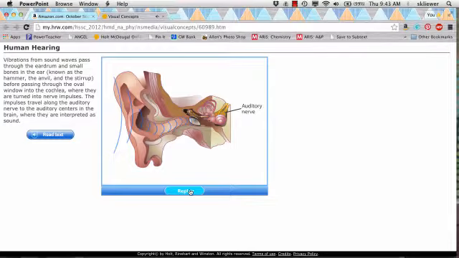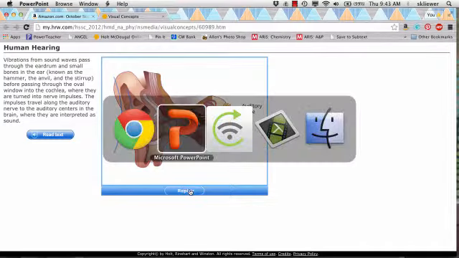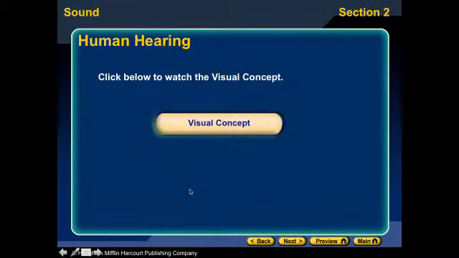Isn't hearing just amazing? I mean, only certain fibers vibrate based on which frequency it is and its loudness. And that is how we determine speech, any sound.